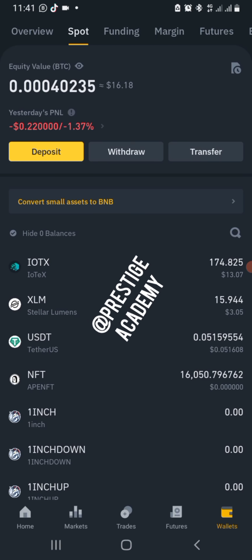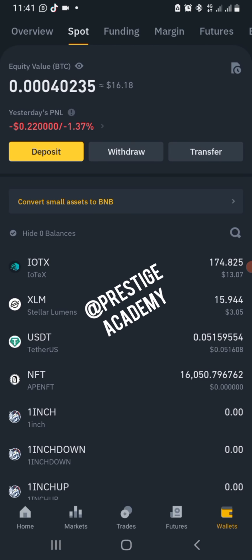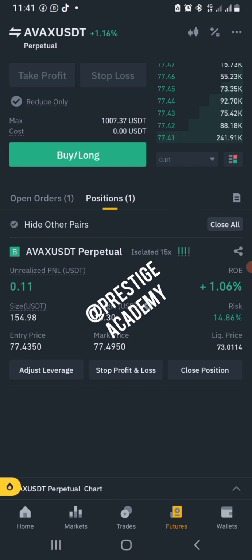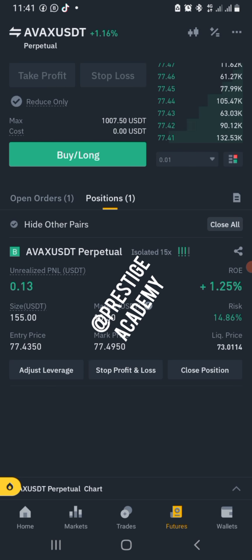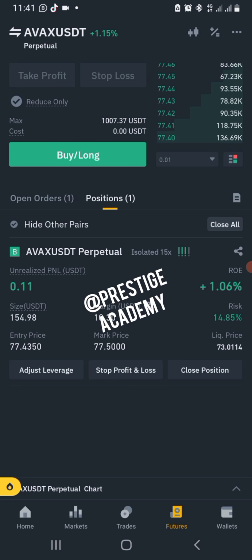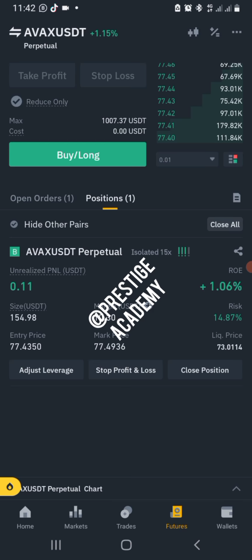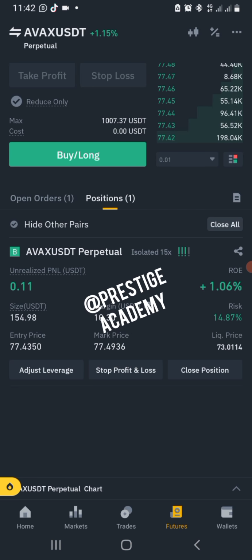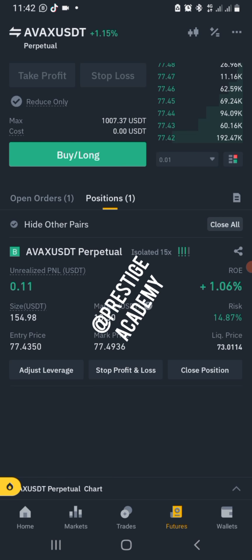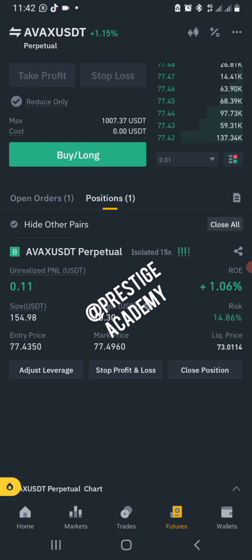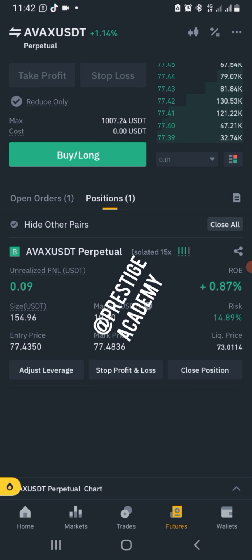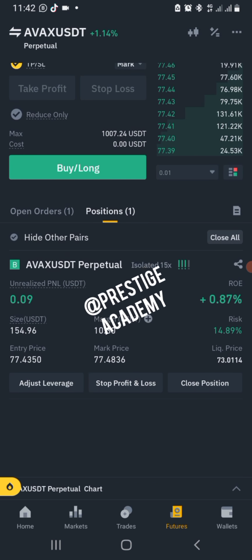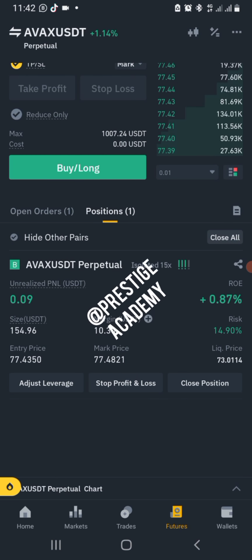All right, before I end this tutorial, let's go back to our futures and see how it's performing. This trade is actually going well, and I would love to close it because I didn't analyze it. I just decided to place a trade and boom, it's just making profit. But I don't want to keep this trade. Let me just close it.